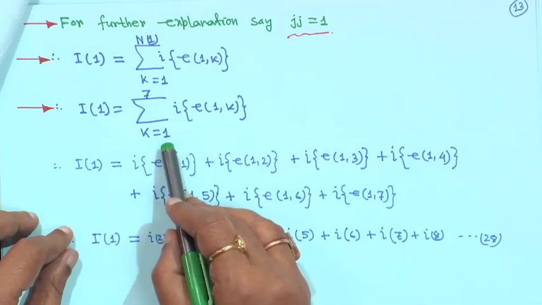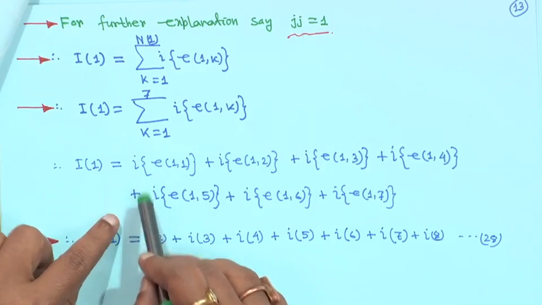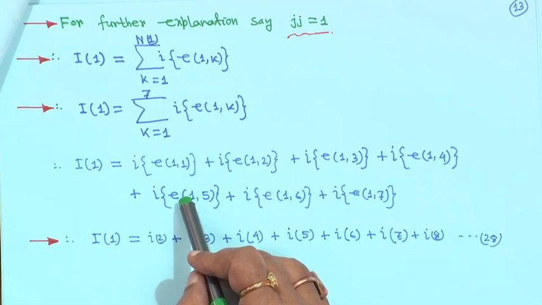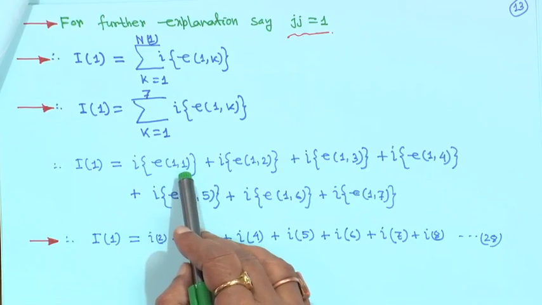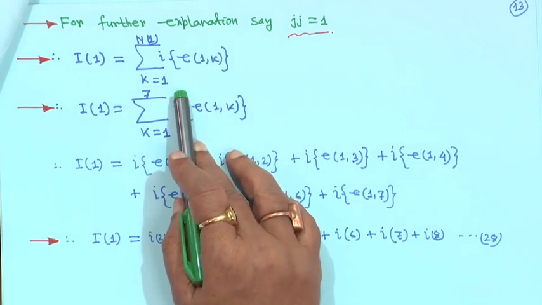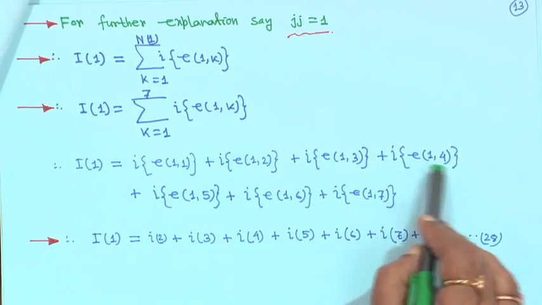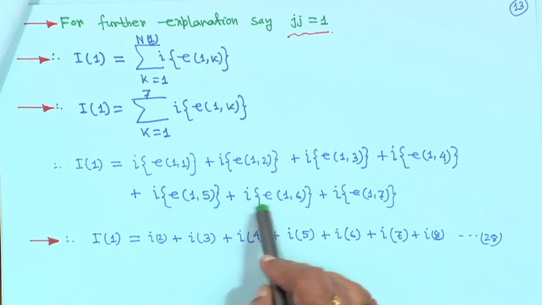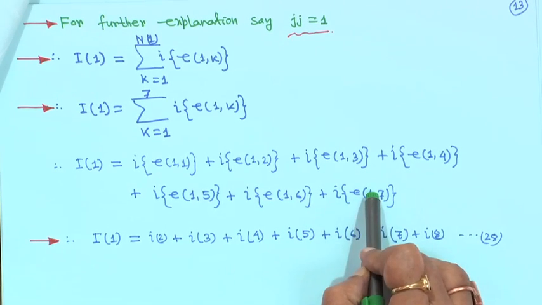So now that means K is varying from 1 to 7, right. Now that means capital I1 is equal to, first, for your clarification, I am writing I in bracket, I am writing I E1 1 plus, because JJ is equal to 1 and K is varying 1 to 7. So I E1 2 plus I E1 3 plus I E1 4 plus I E1 5 plus I E1 6 plus I E1 7. This way I am breaking it up.